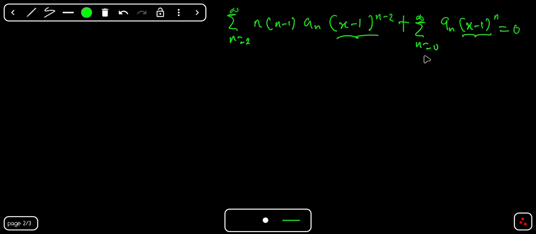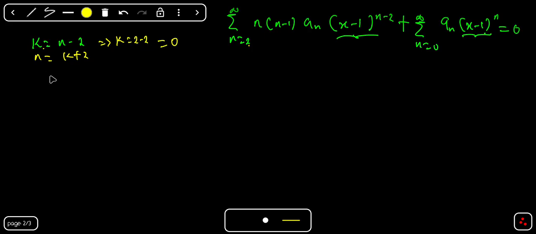So what I am going to do now is shift the index for this sum, to make the power of (x - 1) the same in both sums. That is the reason why we are shifting the index. We have raised to the power of n here, so we must also have raised to the power of n here. So let k be equal to n - 2. If k is n - 2, then n will be equal to k + 2. Anywhere we see n here, just input k + 2. When n is equal to 2, we can find k: k is equal to 2 - 2, which is equal to 0.